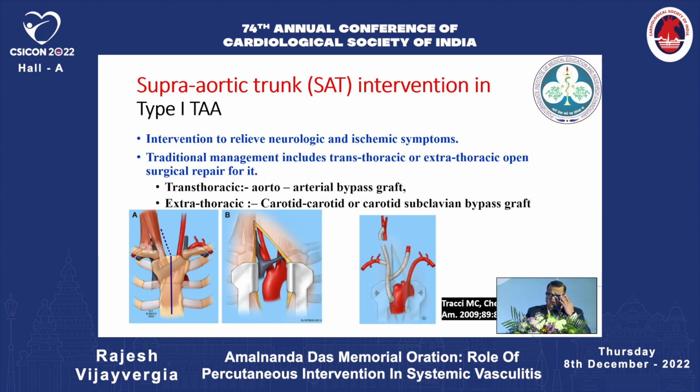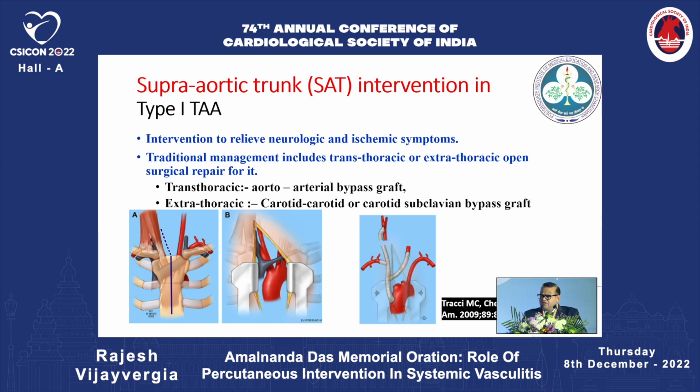Regarding the bald aortic arch, the ideal treatment is surgery. Surgery is going to be, say, transthoracic or extrathoracic. Transthoracic is going to require a sternotomy, and then you are going to put the graft from the aorta to the affected, say, subclavian or common carotid artery.